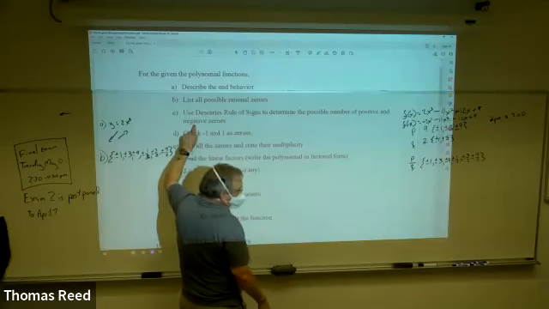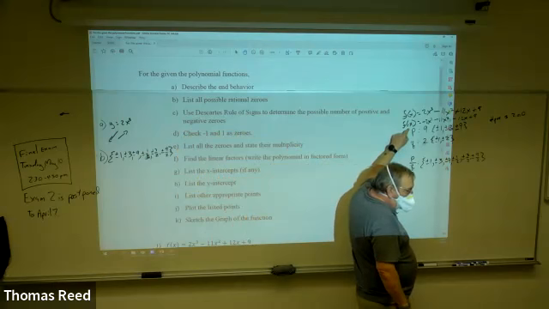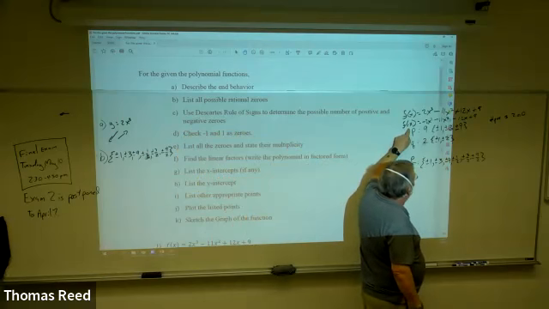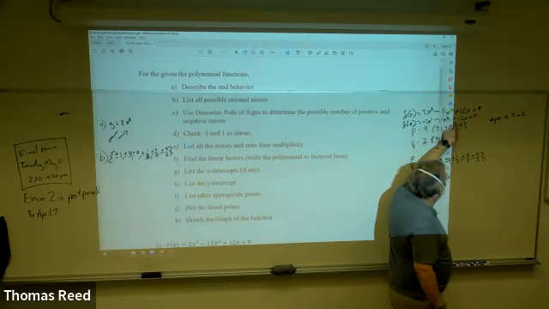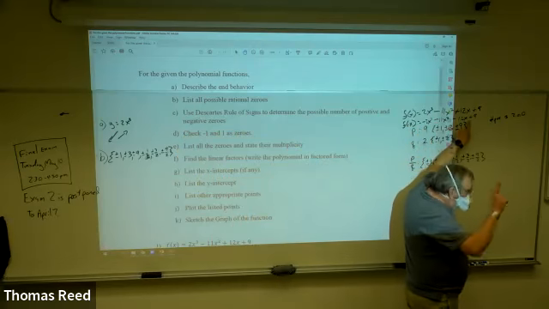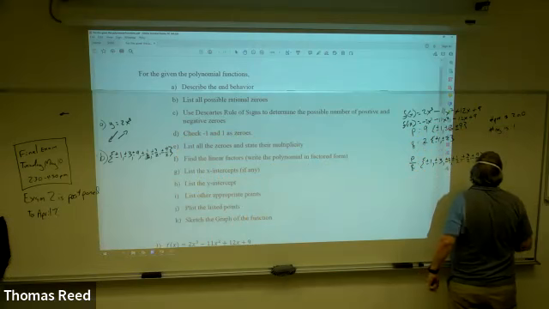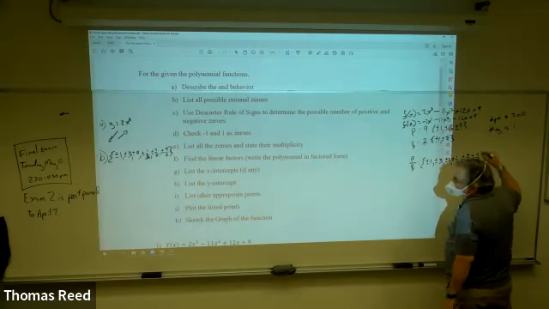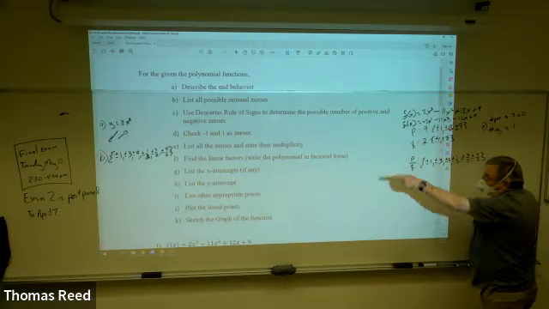And now to find the number of negatives, I look at f of negative x. And I do the same thing, I count the sign changes. So it's negative, stayed negative, became plus. One sign change. So the number of negative zeros is 1. So this is the answer to letter C. I'm not going to copy it back over there.